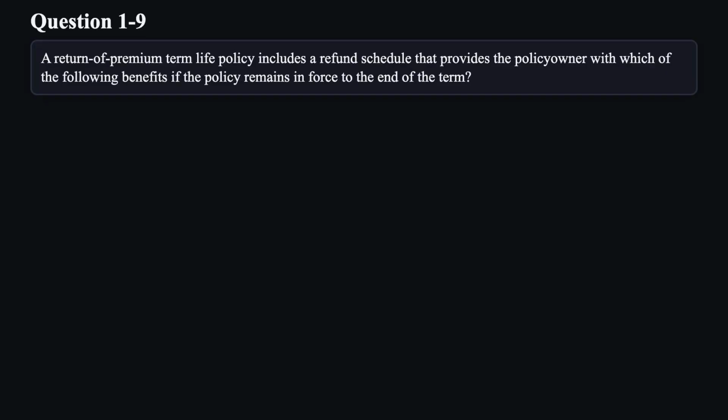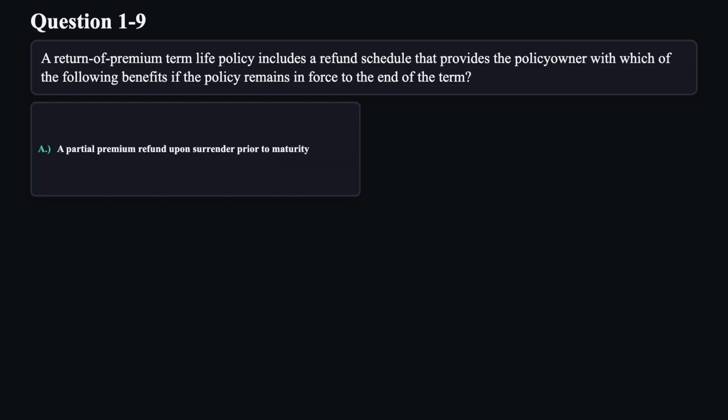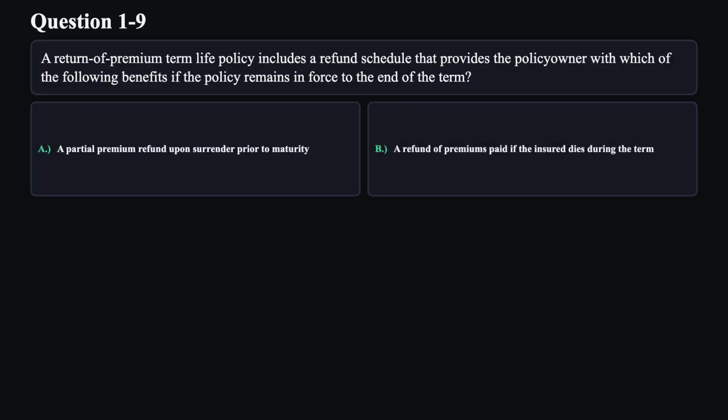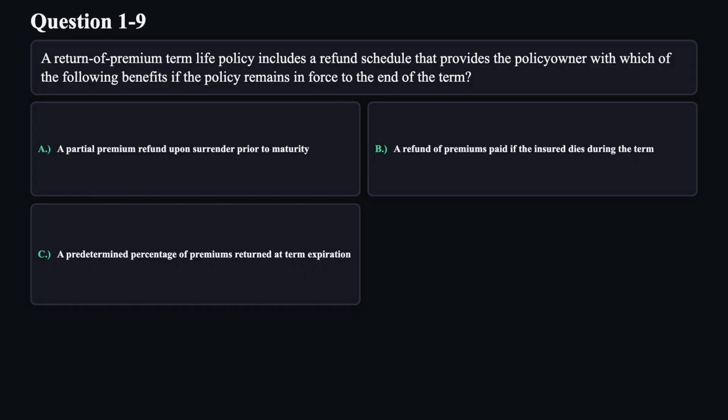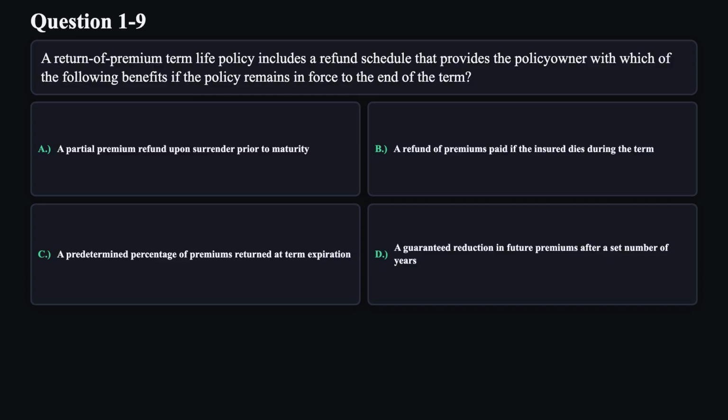Question 9. A return of premium term life policy includes a refund schedule that provides the policy owner with which of the following benefits if the policy remains in force to the end of the term? A. A partial premium refund upon surrender prior to maturity. B. A refund of premiums paid if the insured dies during the term. C. A predetermined percentage of premiums returned at term expiration. D. A guaranteed reduction in future premiums after a set number of years.